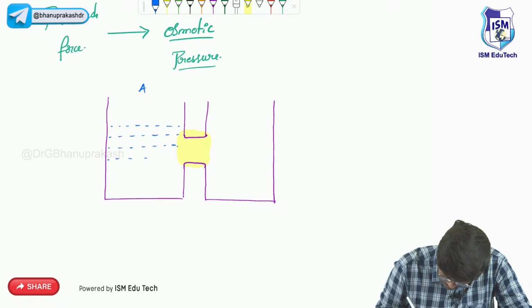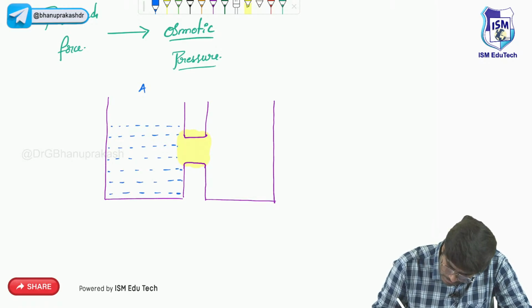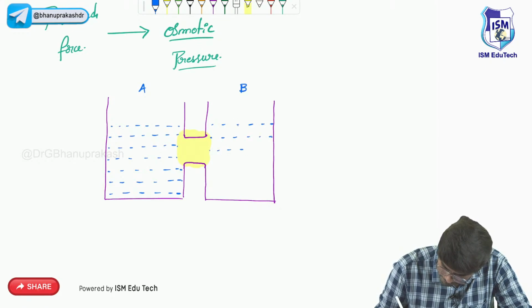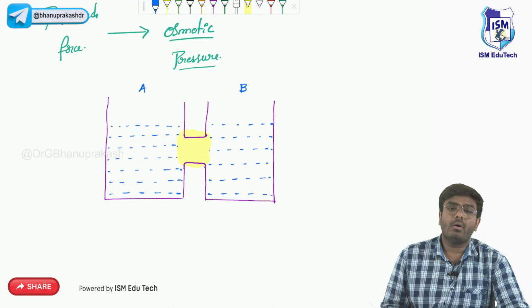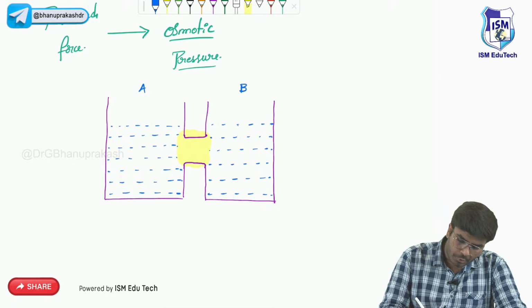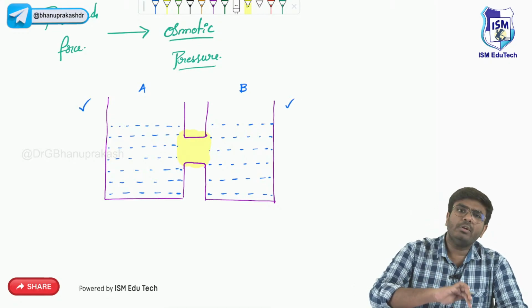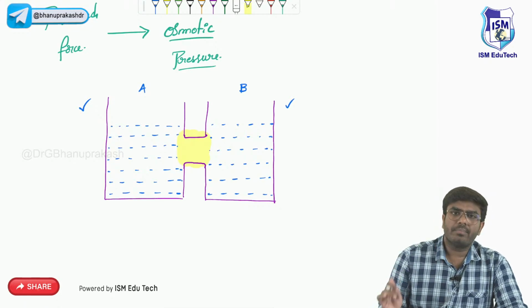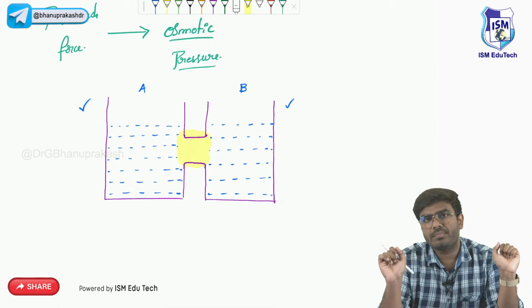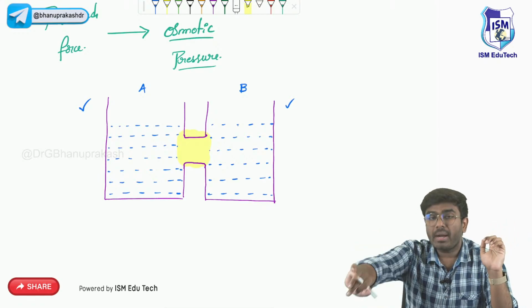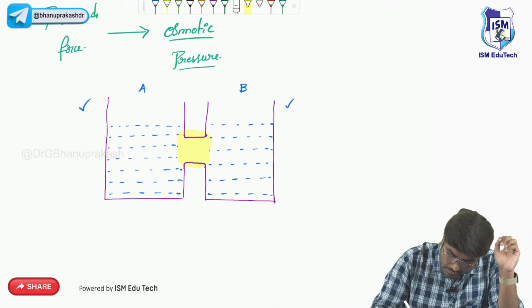Having said that, in beaker number A, I am putting water. And in beaker number B also, I am putting solvent, that's the water again. It's pure water. So, will water move from beaker number A into beaker number B or from B into A? There is no net transport of water, sir. There is no transport of water.